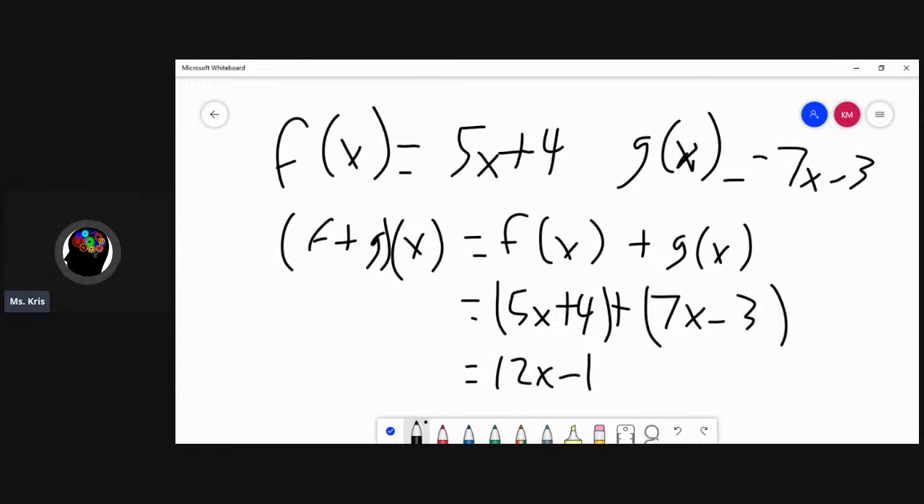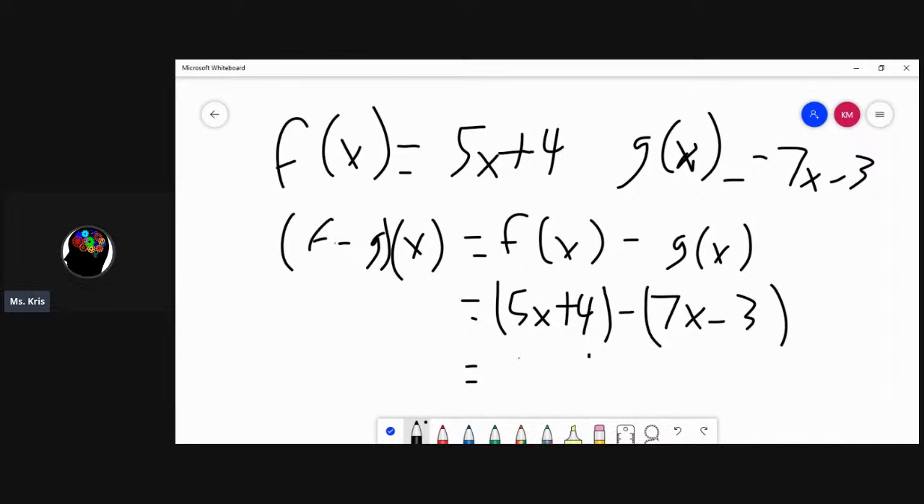Any questions on f plus g? Next up, we have f minus g. F minus g simply means I'm subtracting my function g from my function f.